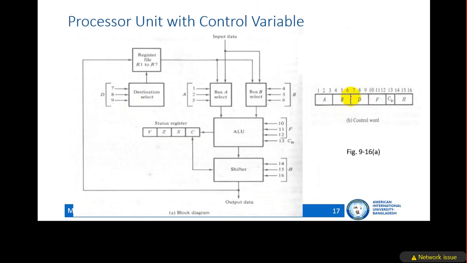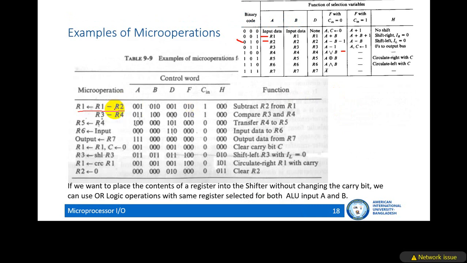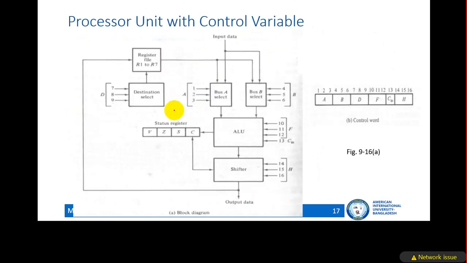Now look over here for word B, bit positions 4, 5, and 6. What is word B over here? R2. So what is the selection pin for R2? 0, 1, 0. So this is 0, 1, 0. What is the destination? Our destination is R1. So what is the binary code selection pin for R1? 0, 0, 1. So you write 0, 0, 1 over here for the D.